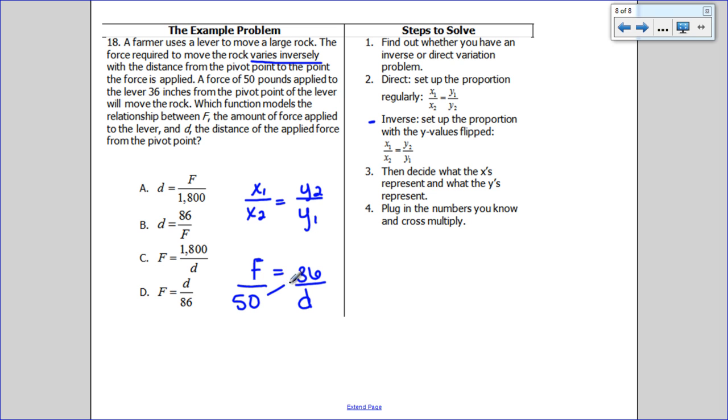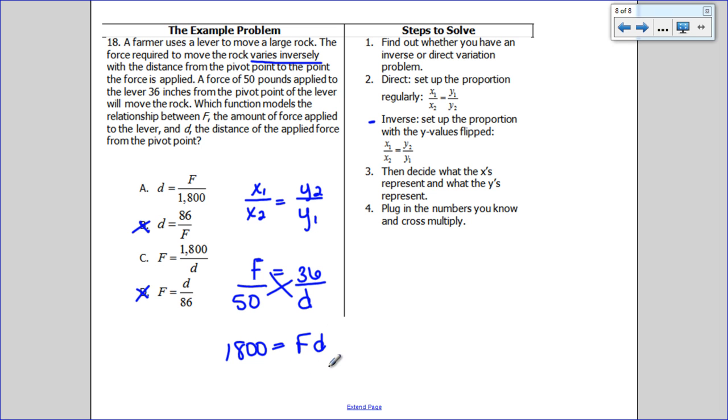So if I multiply here, 50 times 36, I'm going to get 1800. And then that equals, when I multiply here, F times D. Well, if you look at my answer choices, none of them say that. None of them say F times D equals 1800. I do, however, have two problems that have 1800 in them. And so I'm going to cross off the two that don't, and then I'm going to look at what I have. I either have D is equal to F divided by 1800, or I have F is equal to 1800 divided by D. Let's start with A.